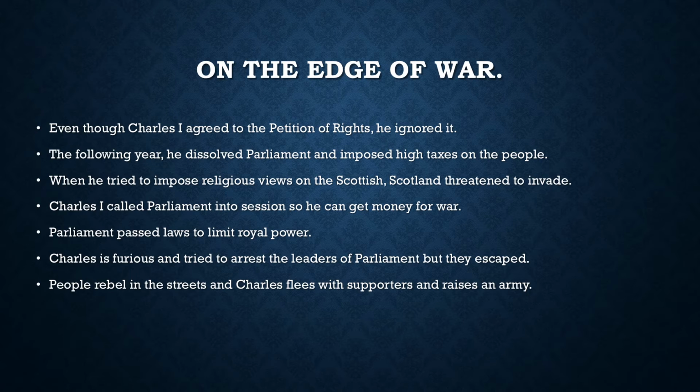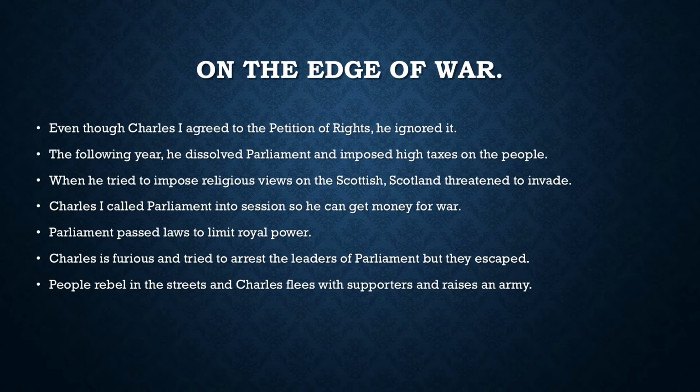But Parliament decides, hold on here, that they're going to pass laws to limit his royal power. So when Parliament does this, Charles becomes furious and he tries to arrest the leaders of Parliament. Okay, so think about this again. Think if the president said, oh, Congress isn't doing what I want them to do, I'm going to arrest the leaders of Congress. Okay, it wouldn't necessarily happen today, but it did happen back then. Either way, these members of Parliament that he tries to arrest, they escape.